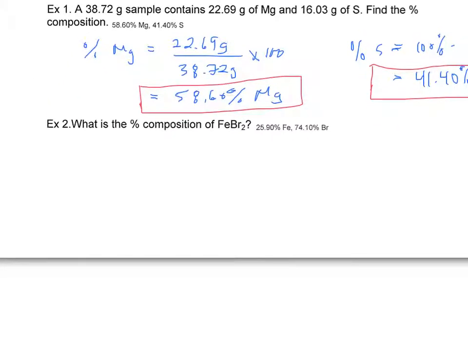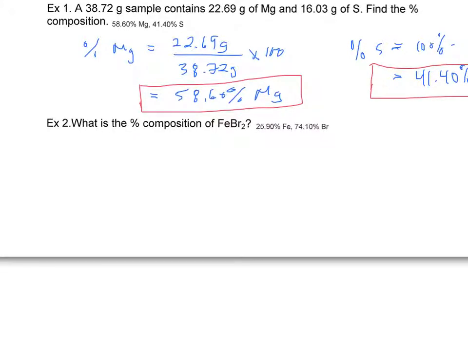If you know the identity of the compound and have its formula, you can also calculate the percent composition. You would do this if you suspect a compound to be a certain type and you needed the correct answer to compare your experiment with. Example 2 has us calculating the percent composition of iron 2 bromide. Because this is not an experimental calculation, we get our masses off of the periodic table.